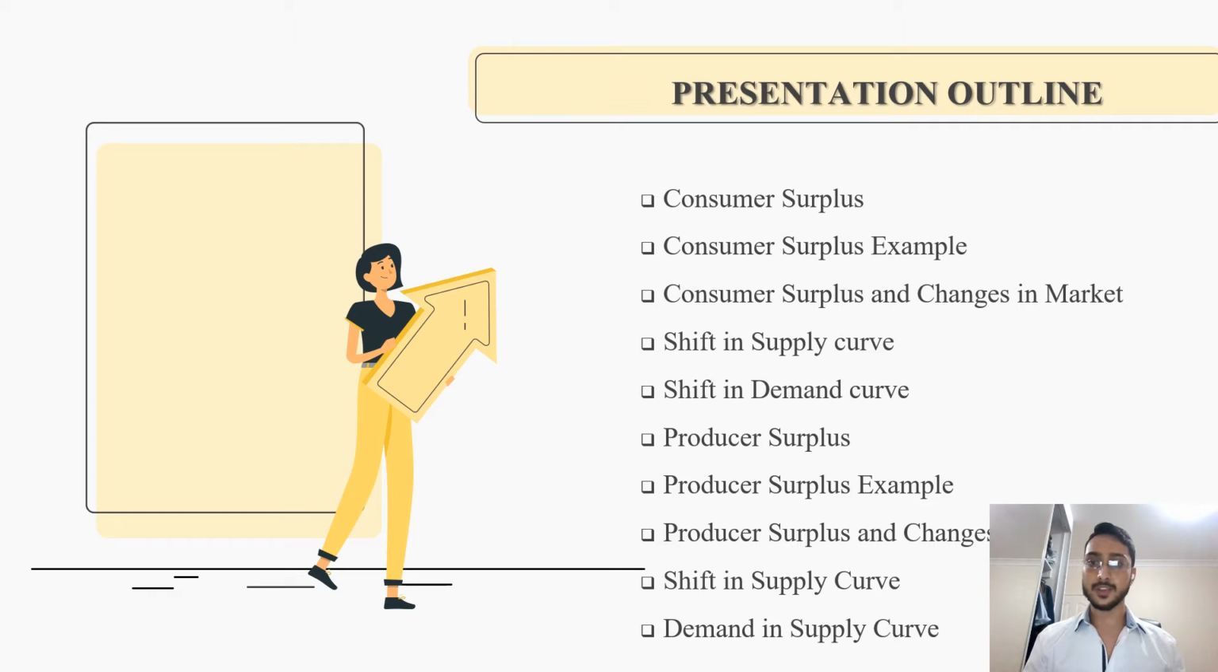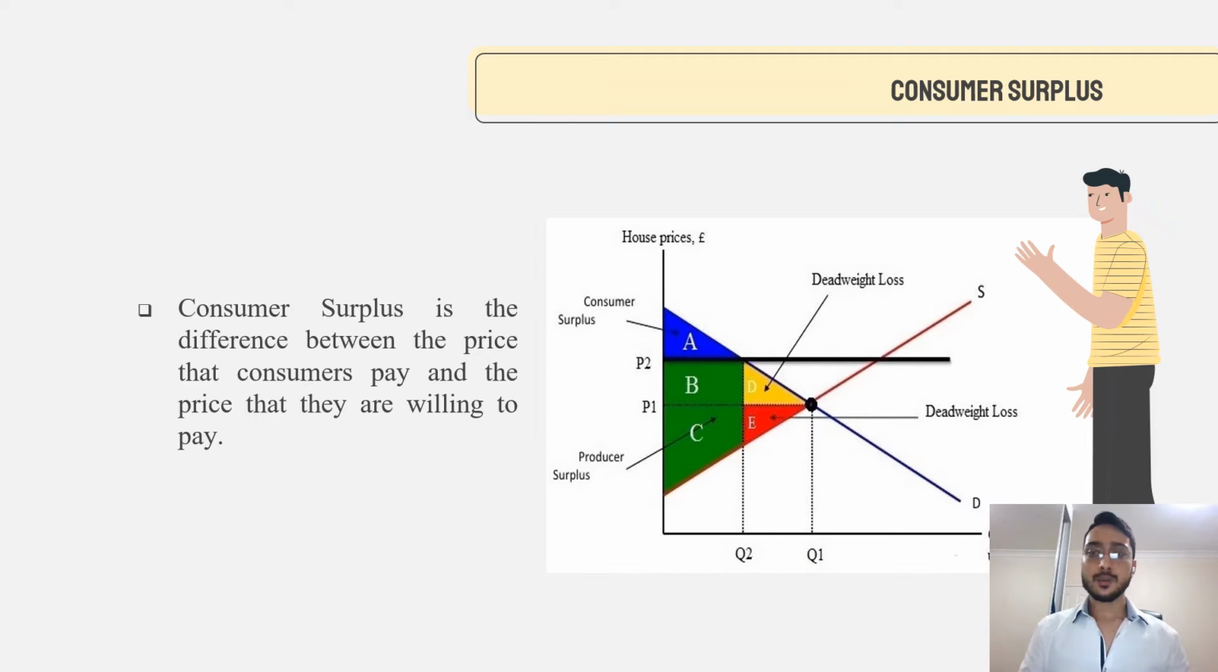We have got some of the outlines below. We'll be talking about the consumer surplus, some of the examples, some of the changes in the market, shift in supply curve, demand curve, and everything. So let's talk about the consumer surplus.